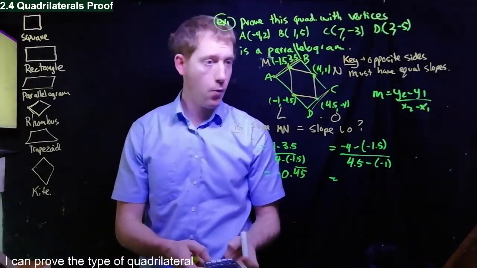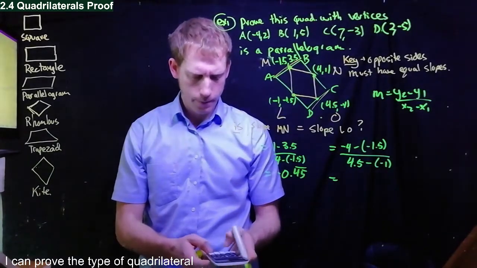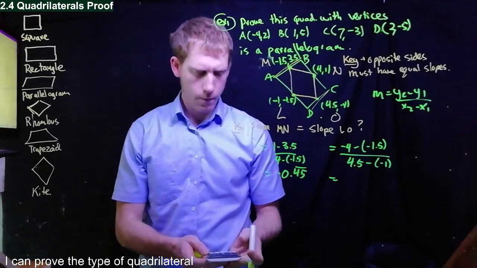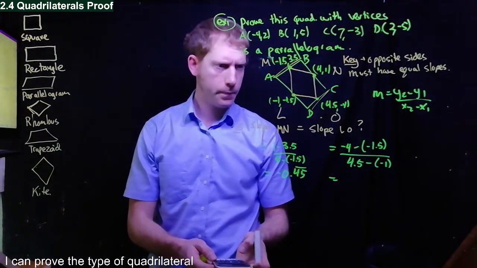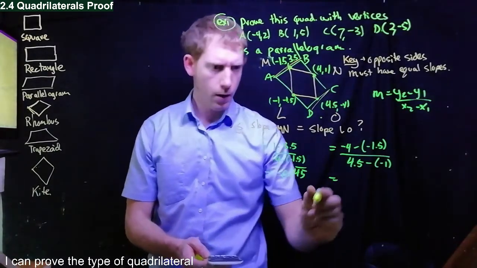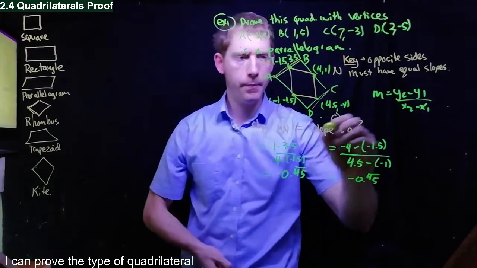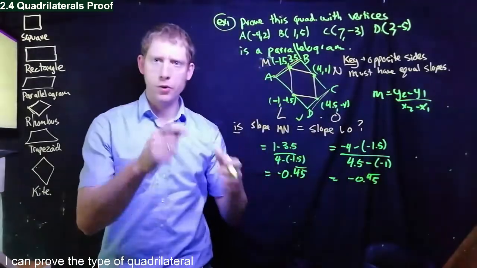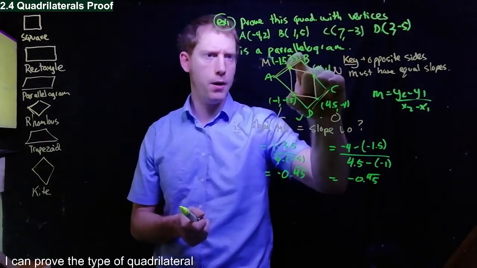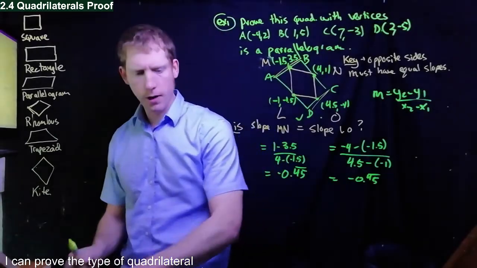Let's have a try with the other side. So we have -4 plus 1.5 divided by 5.5. We get -0.45 repeated. So they are the same. Now, to finish the verification, we need to determine the slope from here and here and see if they're the same. So let's write it down.